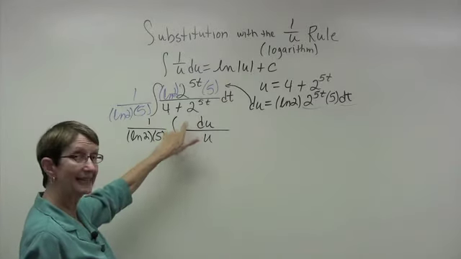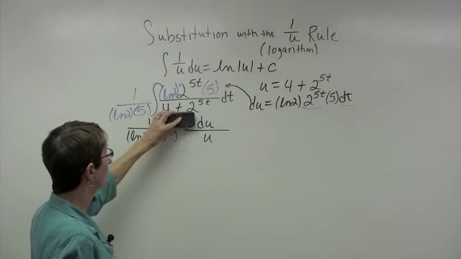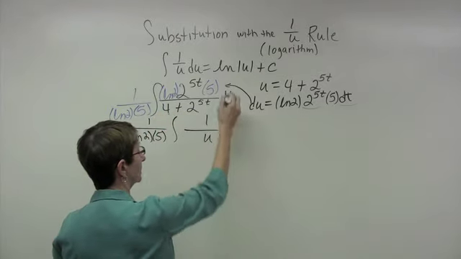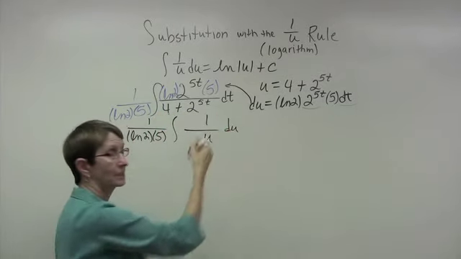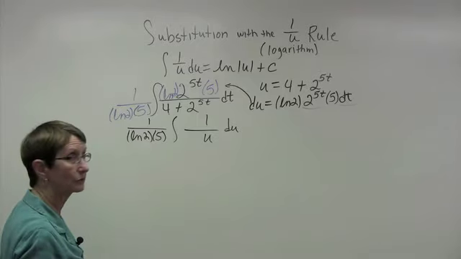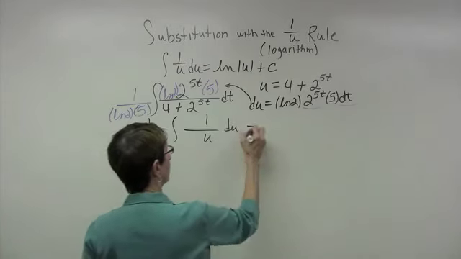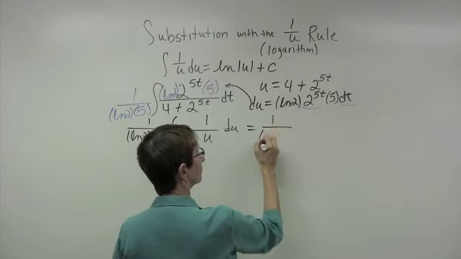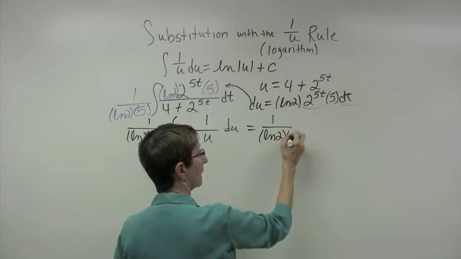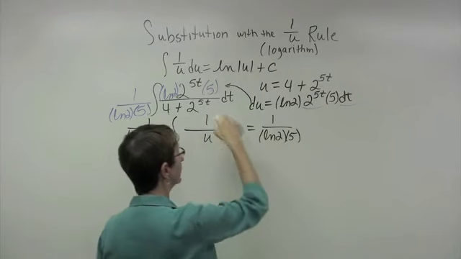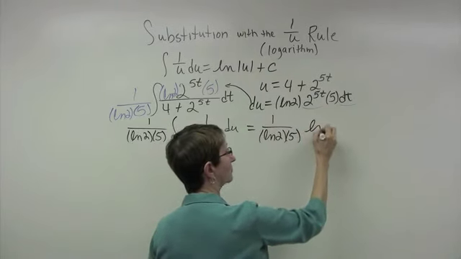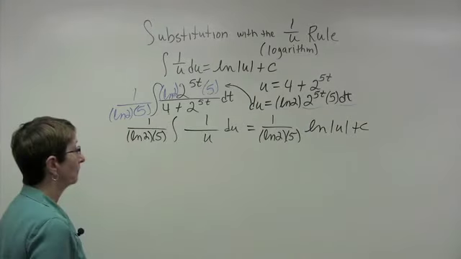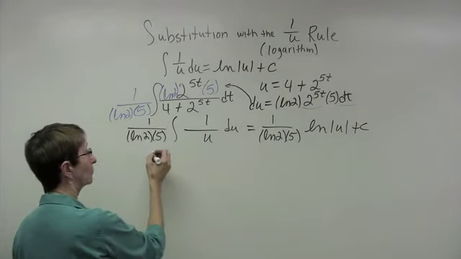Now you can write it like this, or if you prefer, you can put the 1 back up there and then just put the du out to the side like you have the dt. Doesn't make any difference. So I have a fraction in front, 1 over ln of 2 times 5, and then the antiderivative of 1 over u is natural log absolute value of u plus c. And I'll just put my u back in and we'll be done.